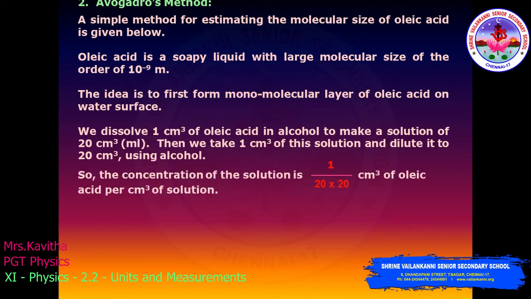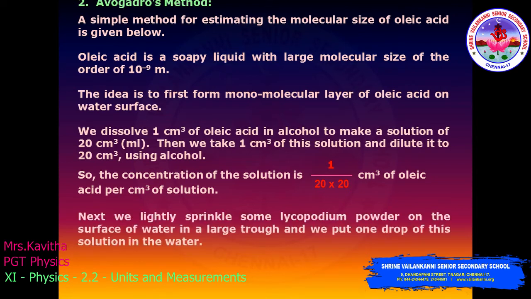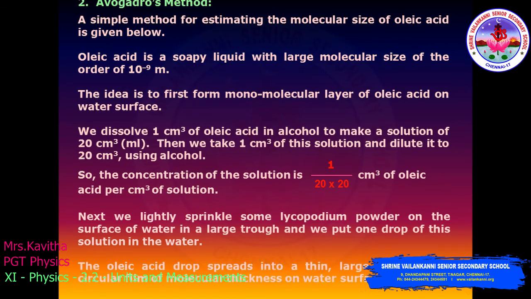The concentration of the solution will be 1 by 20 into 20 ml of oleic acid per centimeter cube of solution, 1 ml of solution, right? Next, we lightly sprinkle some lycopodium powder on the surface of water in a large trough, and we put 1 drop of the solution in the water. The oleic acid drop spreads into a thin film like a layer, a large, roughly circular film of molecular thickness on the water surface.